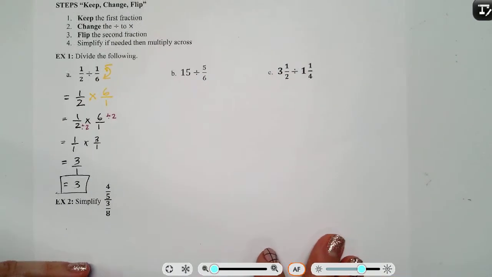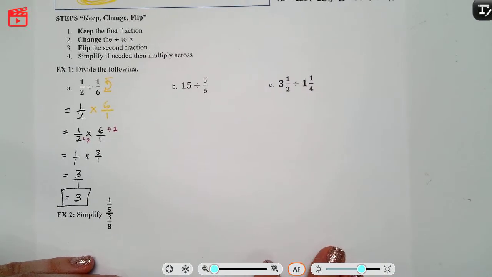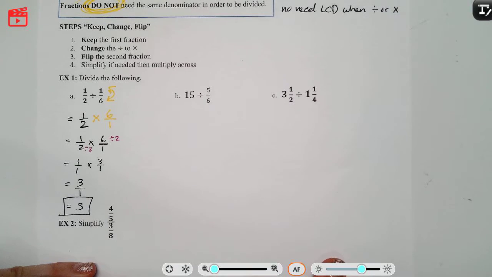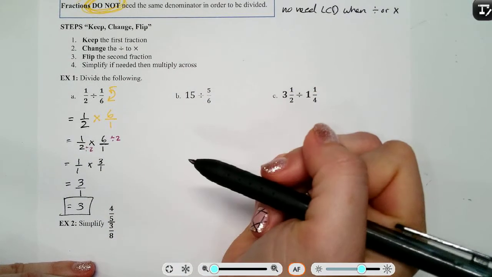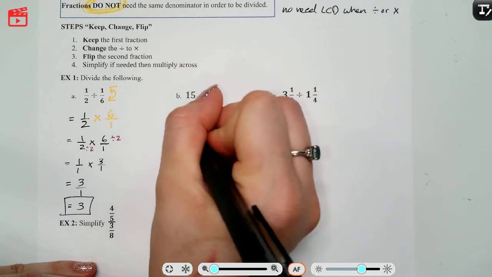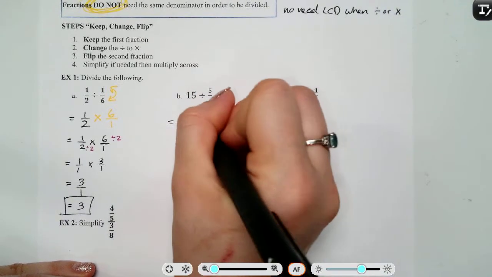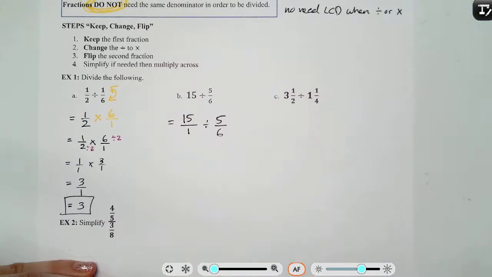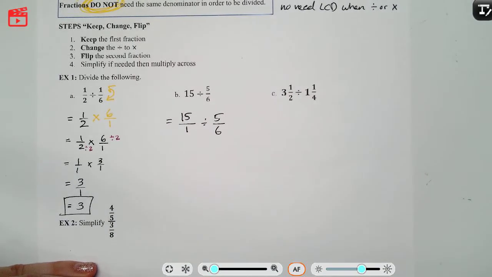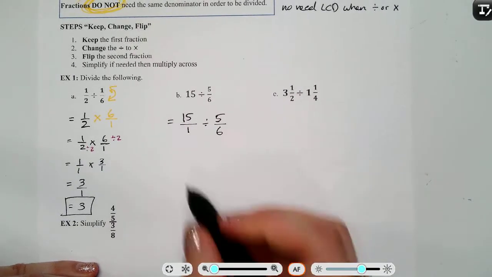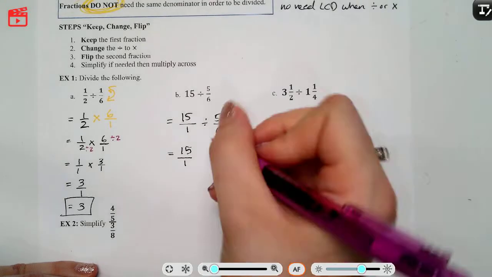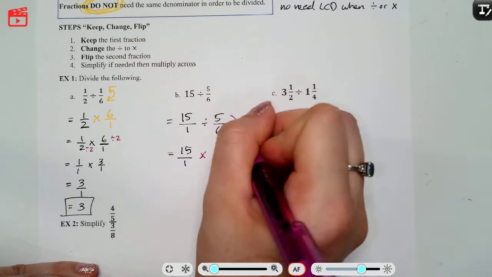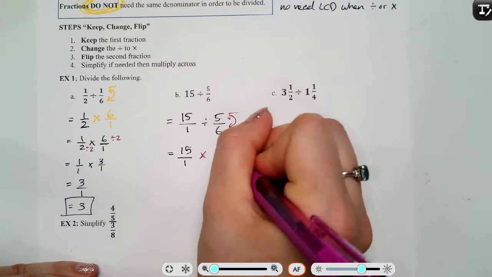All right, go ahead and see if you can try B by yourself and check back with me in a second. All right, 15 isn't a fraction, but have no fear, we know how to deal with 15. We just put it over 1. Divide by 5 over 6. All right, we don't like division. Let's turn it to multiplication. So it's going to be keep the first fraction, change the sign, and flip the second fraction.